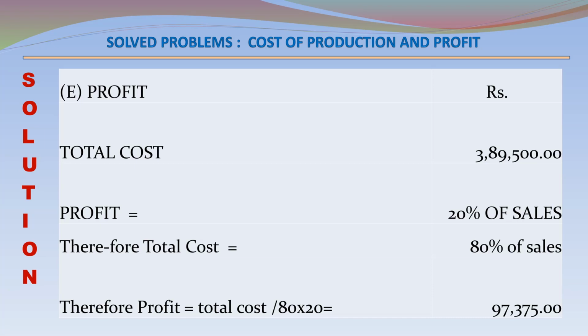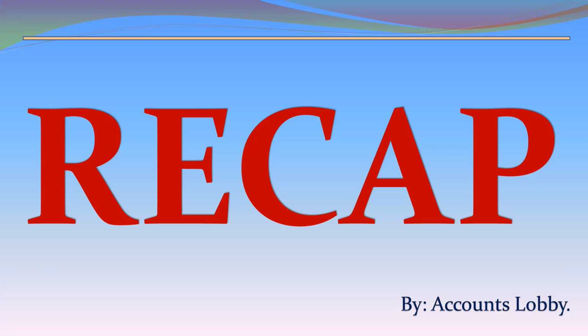Profit. Total cost 389,500. Profit is equal to 20% of sales. Therefore, total cost is equal to 80% of sales. Therefore, profit is equal to total cost by 80 into 20, which is 97,375. Recap.